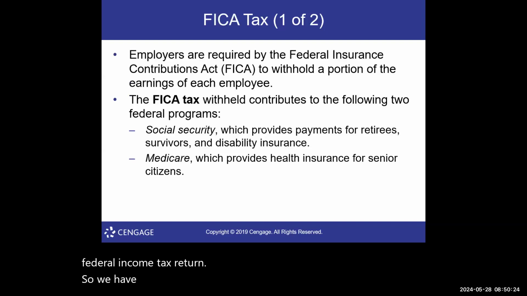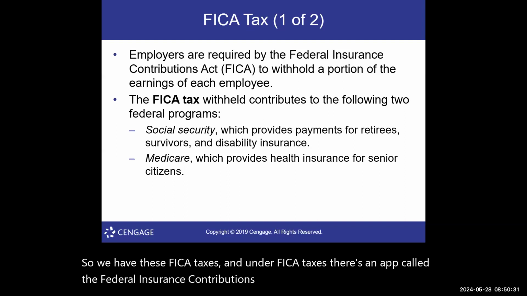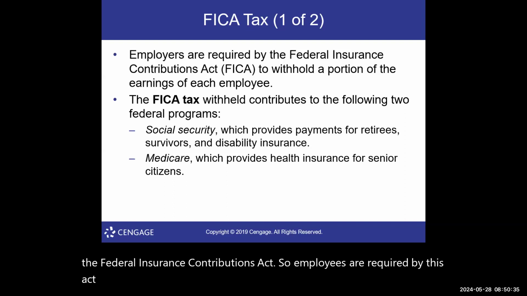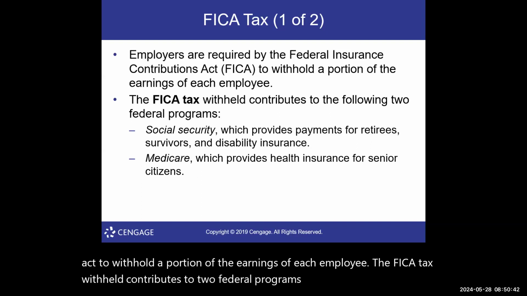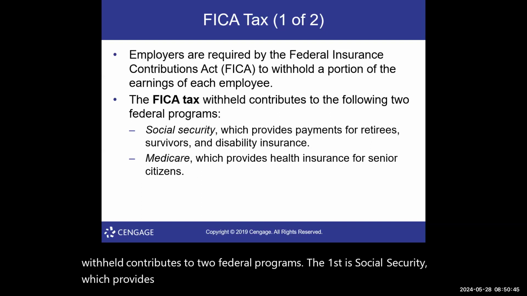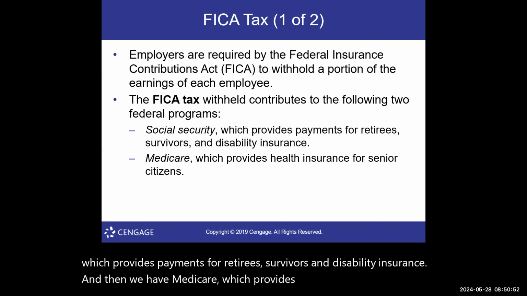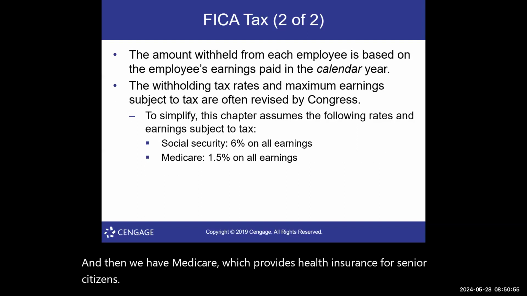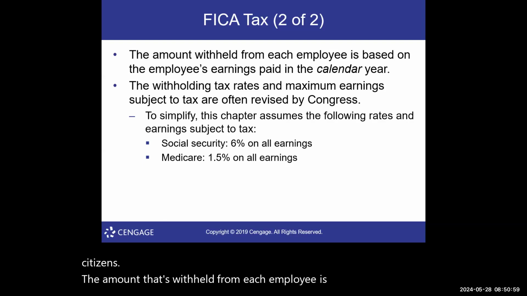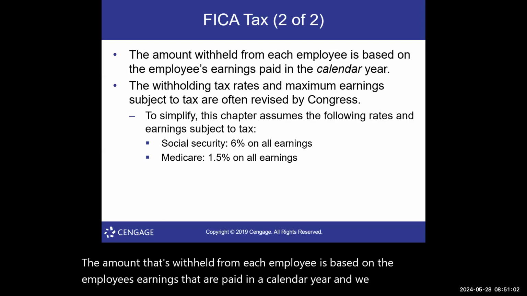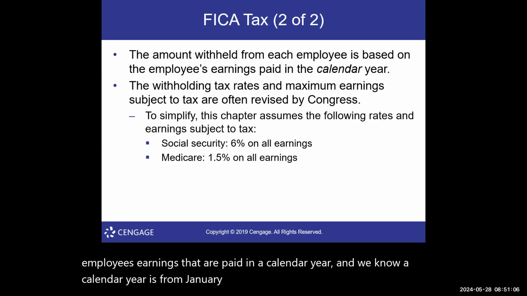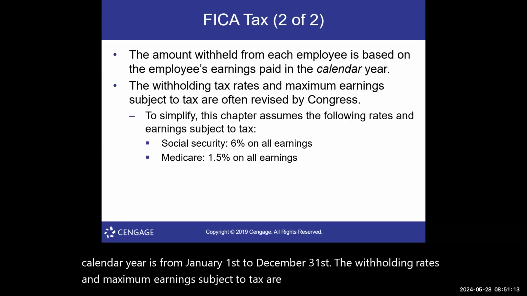So we have these FICA taxes. Under FICA, there's an act called the Federal Insurance Contributions Act. Employers are required by this act to withhold a portion of the earnings of each employee. The FICA tax withheld contributes to two federal programs. The first is Social Security, which provides payments for retirees, survivors, and disability insurance. Then we have Medicare, which provides health insurance for senior citizens. The amount withheld from each employee is based on the employee's earnings paid in a calendar year, and we know a calendar year is from January 1st to December 31st. The withholding rates and maximum earnings subject to tax are often revised by Congress.